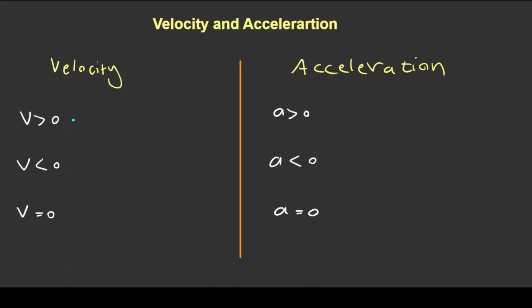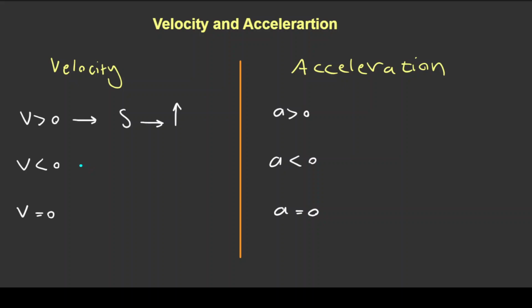When the velocity is positive, guys, it means the particle is moving to the right if the motion is horizontal, or up if the motion is vertical. Okay guys, because we have two types of motion in this section, horizontal motion and vertical motion. So when the velocity is positive, it means the particle is moving to the right or up.